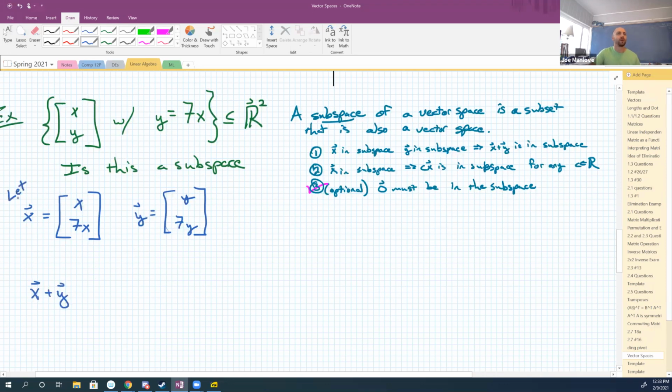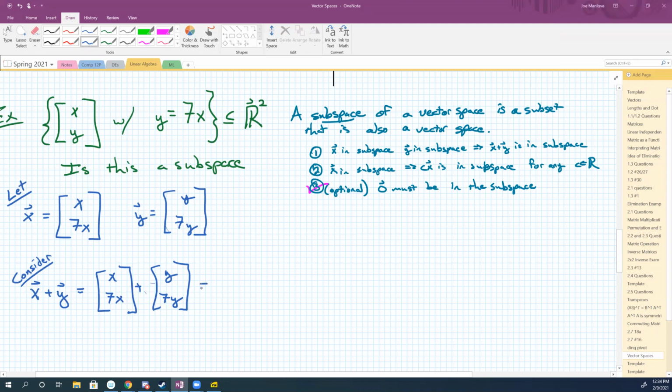And if I'm doing completely proper notation, I should be saying, let x and y be this. And now let's consider x plus y. So x plus y is x and 7x plus y and 7y. And now the plus here that I'm using is the vector addition from R2, right? So how does that work?